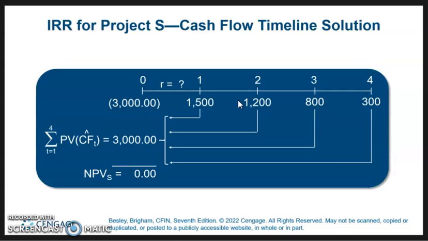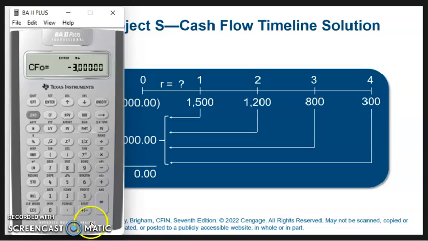So if we go back to Project S, recall we had a $3,000 initial cash flow and $1,500, $1,200, $800, and $300. We bring up the calculator. Well, here we've got Project L in there right now, but to do Project L, we could just do IRR compute. Hit the IRR key and compute, and we get 11.38%. If you recall, that's greater than 10%, so theoretically it's acceptable.